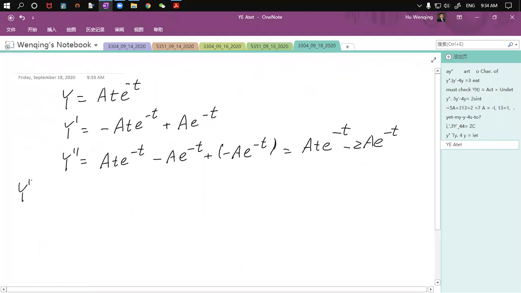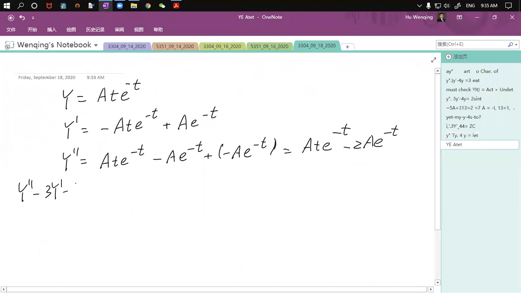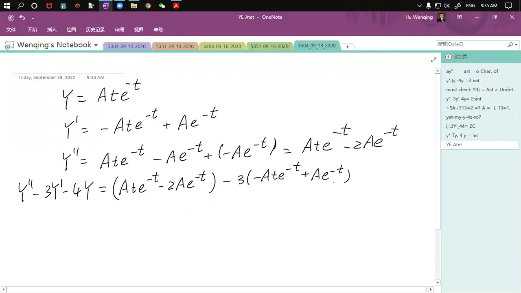So that's y double prime minus 3 times y prime minus 4 times y, which is equal to a t e power minus t minus 2 times a e power minus t. Then minus 3 times y prime, which is 3 times minus a t e power minus t plus a e power minus t, and minus 4 times a t e power minus t.